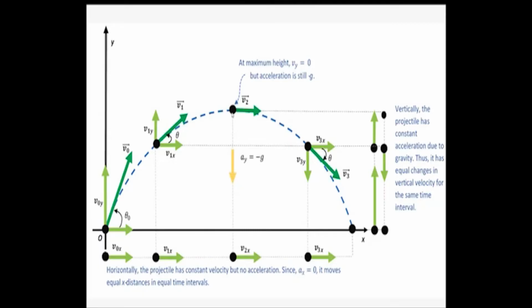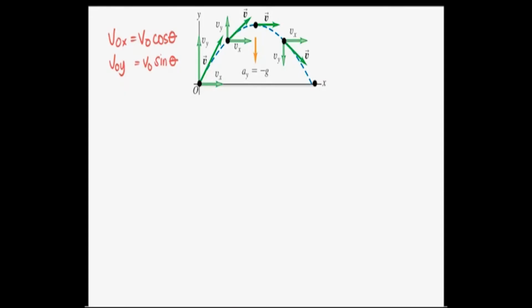And also, please take note that at maximum height, V sub y is equal to 0, but acceleration is still negative acceleration due to gravity. Please also take note that for two positions at equal elevations but at different times, just like V sub 1 and V sub 3, they have equal speed, the same magnitude, but different direction. So we say V sub 1 and V sub 3 are at the same elevation, so they have the same speed but different directions. Using that illustration and the concepts that we discussed, let's derive the equations for our horizontal motion and vertical motion for case number 1 and case number 2.